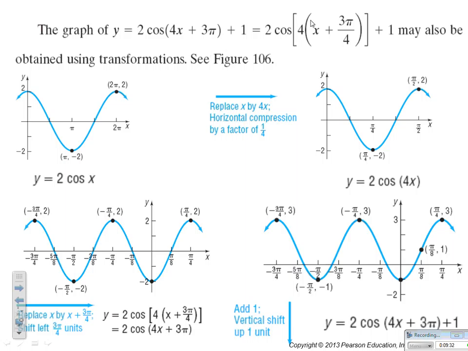So if we factor out the 4, we get x plus 3 pi over 4. This tells us that instead of starting at 0, 2, we're going to start at up to that, because it's plus, it's going to bump us back 3 pi over 4. I'm looking for it right here.